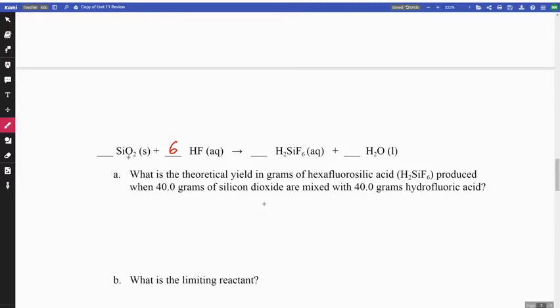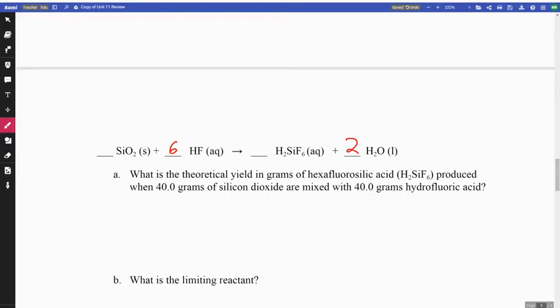We can look at our oxygens. We have 2 oxygens over here. We have 1 oxygen over here. So we can put a 2 there. From there we have 4 hydrogens here, 2 more hydrogens here, so that's 6 total, and we have 6 hydrogens here. So we're balanced. Hooray! All right, so now, what is the theoretical yield in grams of that produced when 40 grams of that are mixed with 40 grams of that?